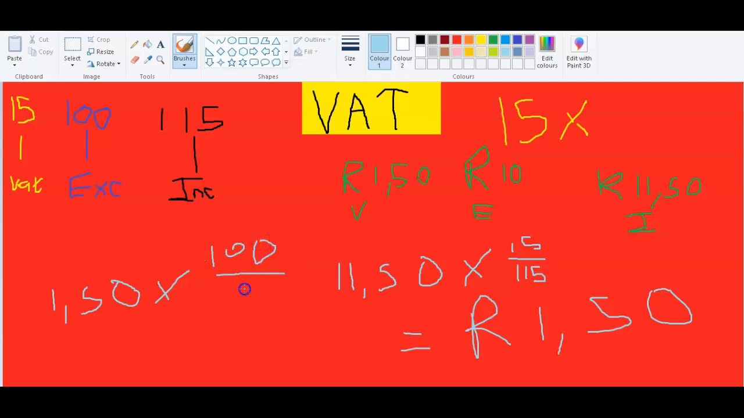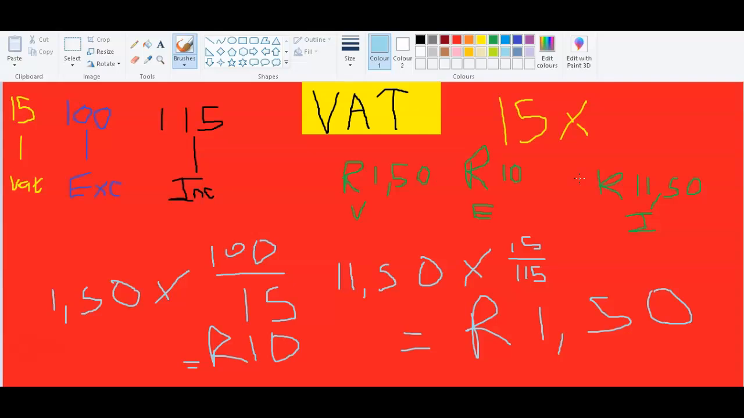I know the VAT is the 15. Now, if you put this in the calculator, you will get 10 Rand. You see, so by just knowing one amount, like example, just knowing this amount, you can get the other 2 amounts, okay? So this is how you work.